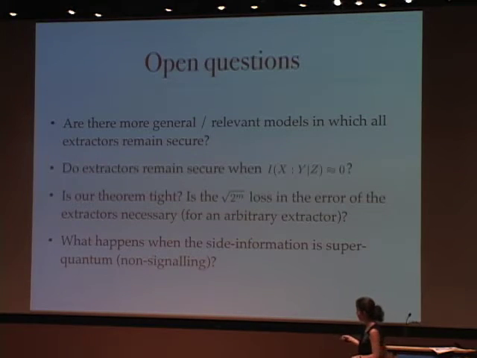Okay, and the final question / remark is that it's not clear what happens when the side information is super quantum, and when we deal with only non-signaling adversaries. Our proof holds only for quantum and classical adversaries, but not for non-signaling adversaries, and it's actually not known if there are any extractors that work in the presence of non-signaling side information. So this is important.